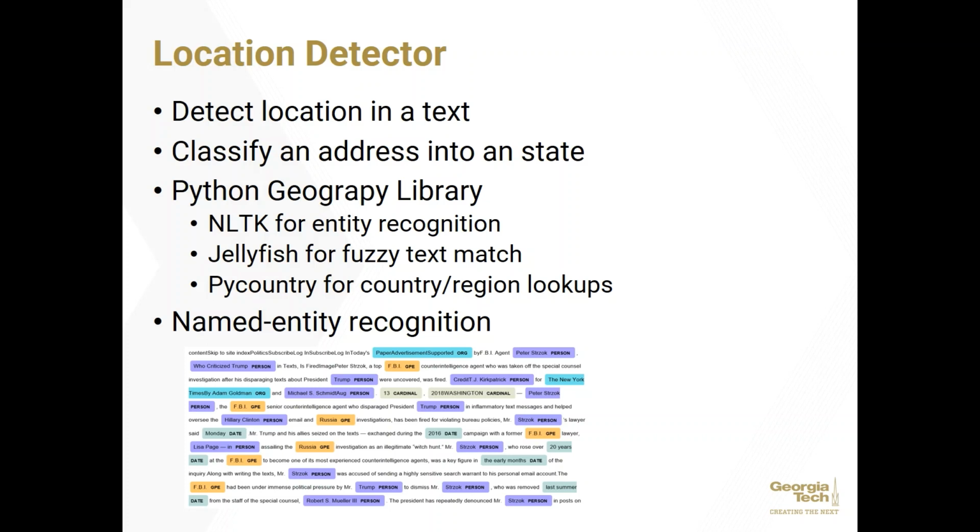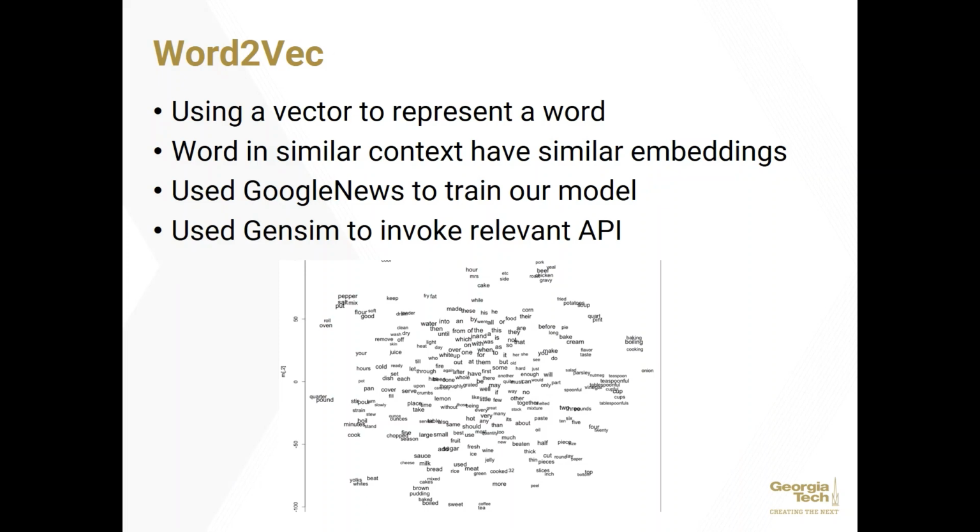In this process, we use a technique called named entity recognition, which classifies names into the category of an entity. To transform our text into the input layer for the neural network, we need to vectorize it. The first step is to vectorize each word in a sentence. For this purpose, I use a technique called word2vec. It uses a vector to represent a word, and words in a similar context have similar embeddings.